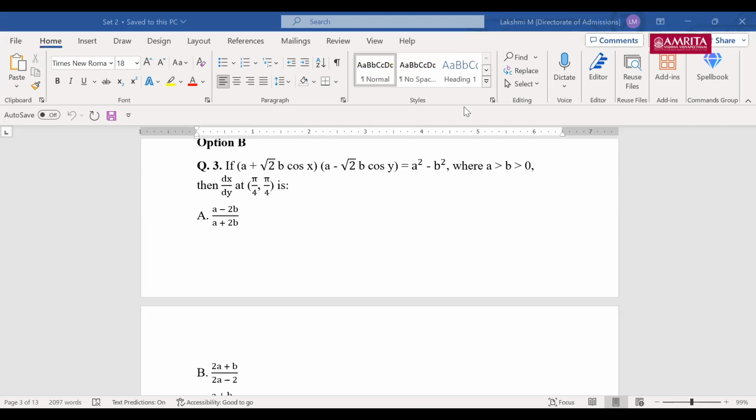If a plus root 2b cos x multiplied by a minus root 2b cos y is equal to a square minus b square, where a greater than b greater than 0, you need to find dx by dy at pi by 4. The interval is given as pi by 4, pi by 4. So just start doing the question. I'll just show you the options also. A minus 2b by a plus 2b, to a plus b. So it is in some form of a and b: a minus b by a plus b, or a plus b by a minus b, or 2a plus b by something, that form is there. So you want to convert the answer into that form.